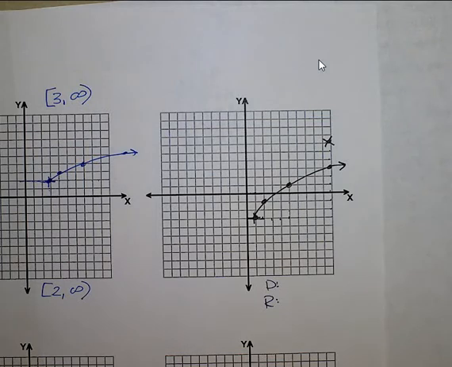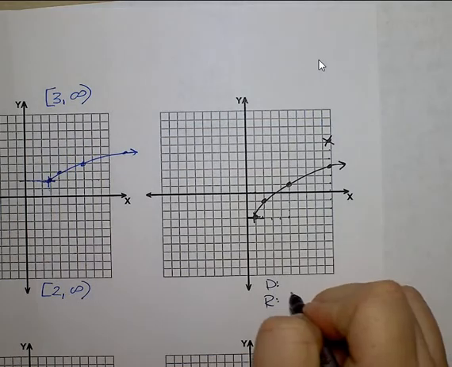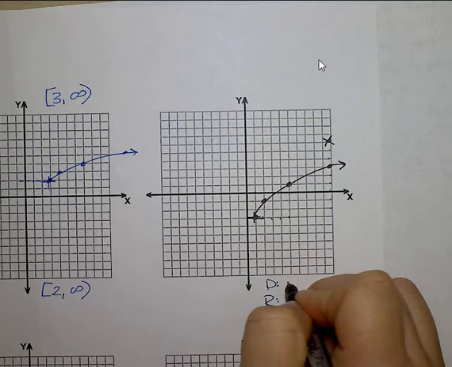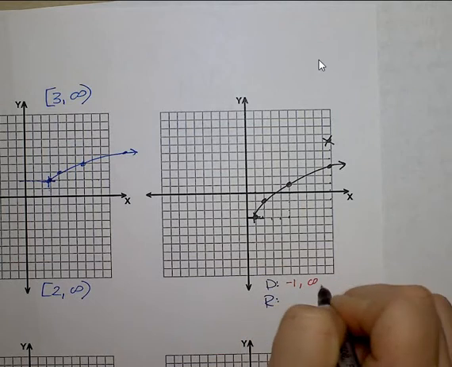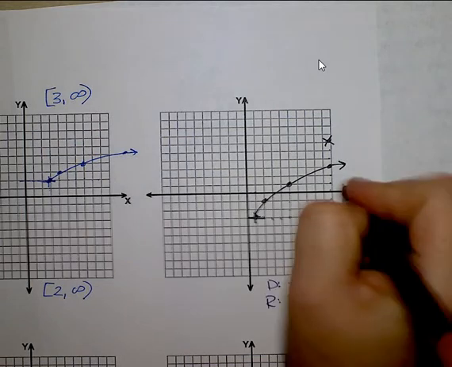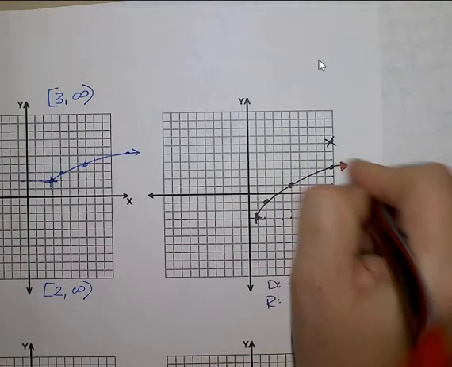Jamie, can you share with me what you think the domain is? -1 to infinity. Can you tell me why you chose -1 and why you chose infinity? Infinity because it has an arrow. Perfect. I like that explanation. It has an arrow, so there's no limit how far it goes to the right. Good.